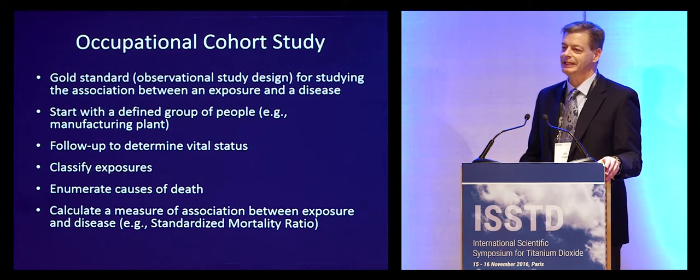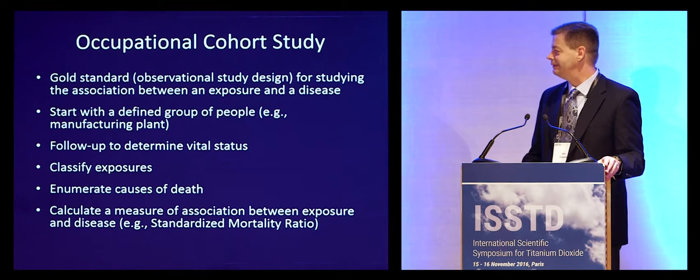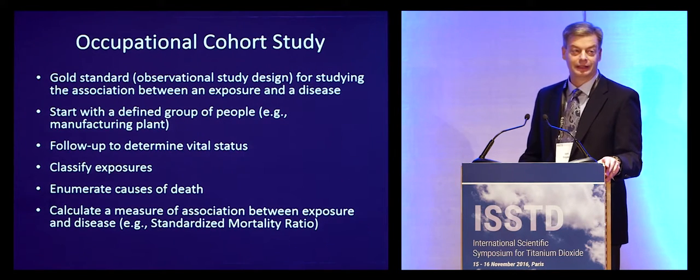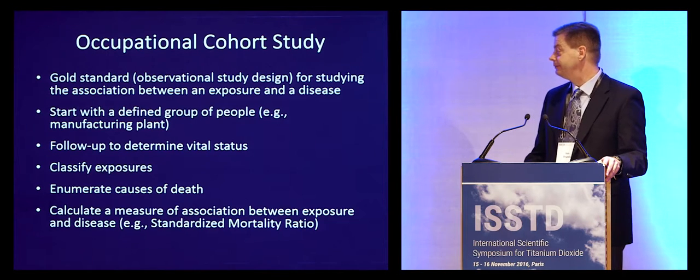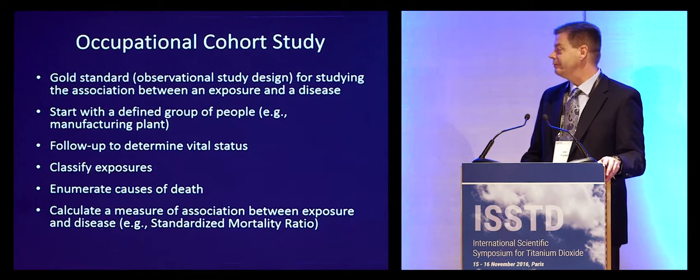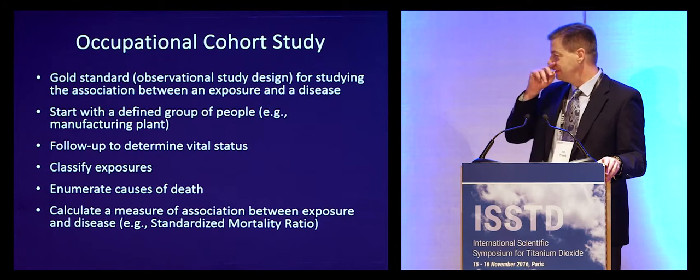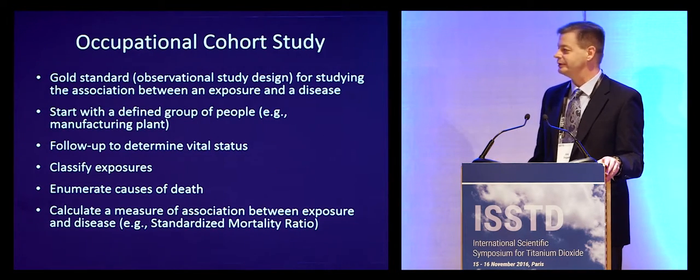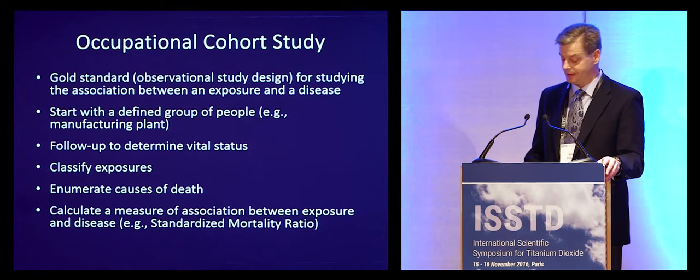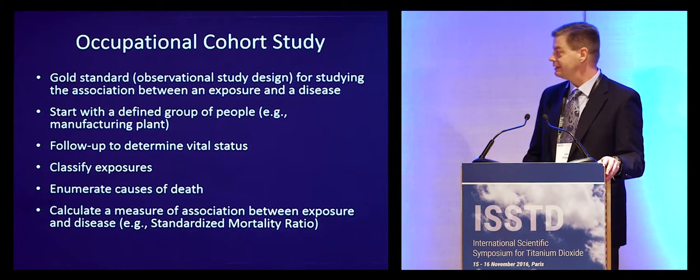You follow them up over time to see at the end of your study who's alive and dead. You classify the workers by the level of exposures. You enumerate their causes of death, count up how many people died of lung cancer, heart disease, et cetera. And then you calculate a measure of association between the exposure and the disease. An example of this is the standardized mortality ratio, which I'll explain to you how we do that. You can also calculate relative rates and other measures.